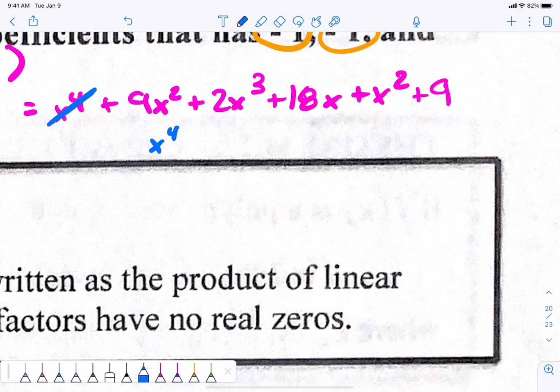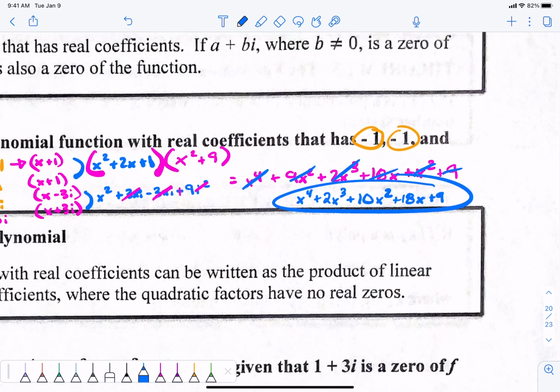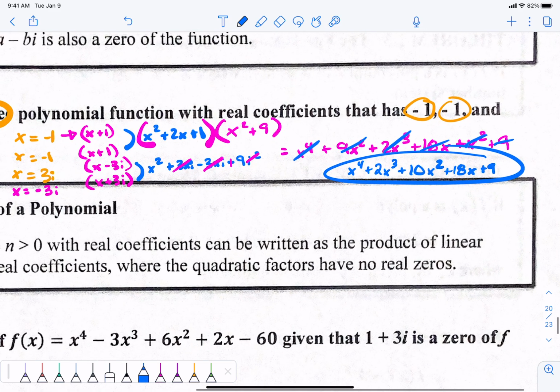X to the fourth is there. Plus 2x to the third. Plus 10x squared. Plus 18x plus 9. I'll zoom out. There is my quartic function. There he is. Quartic function. He is icky, yucky, yucky, yucky.